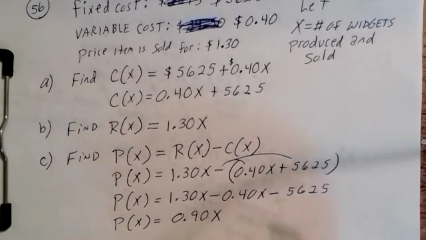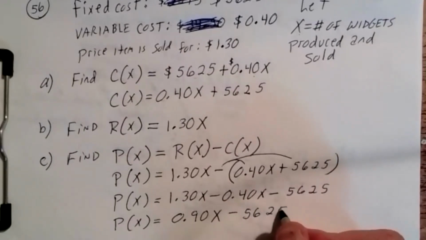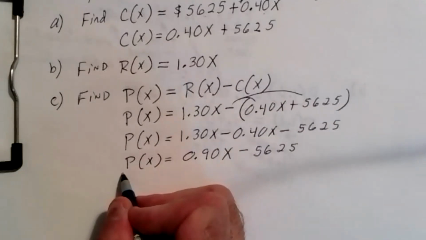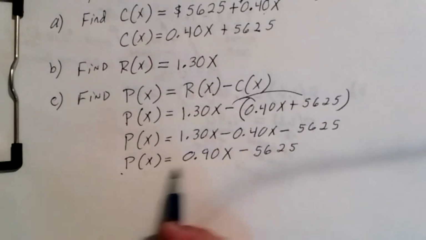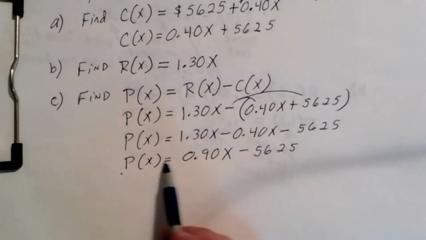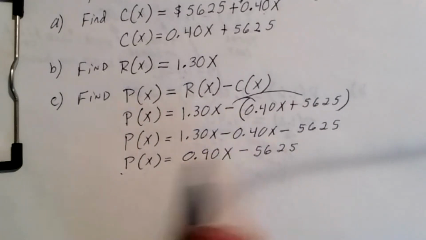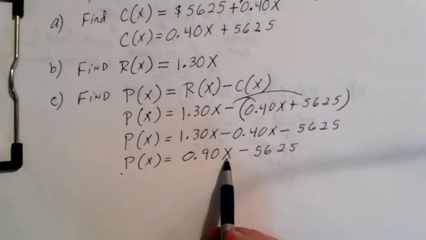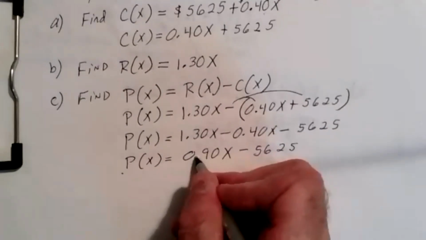0.90x minus the 56 25, correct? Ladies and gentlemen, this is our revenue function. This indicates, excuse me, not our revenue function. This is our profit function. It indicates the amount of money we're going to make and get to keep that goes into our bank account after we manufacture and sell x widgets.